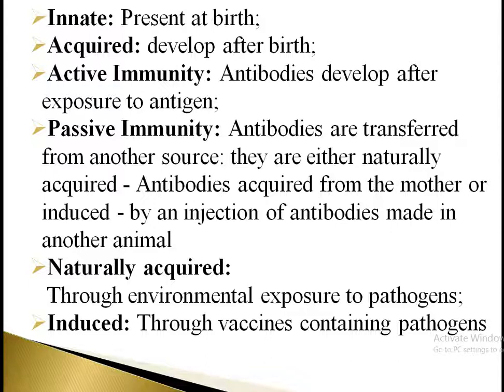Active immunity is when antibodies develop after exposure to antigen, while passive immunity is when antibodies are transferred from another source. They are either naturally acquired, with antibodies coming from the mother through the placenta, or by an injection of antibodies made in another animal. Naturally acquired is through environmental exposure to the pathogens, and induced through vaccines containing pathogens.